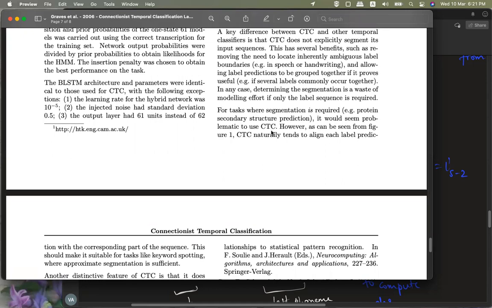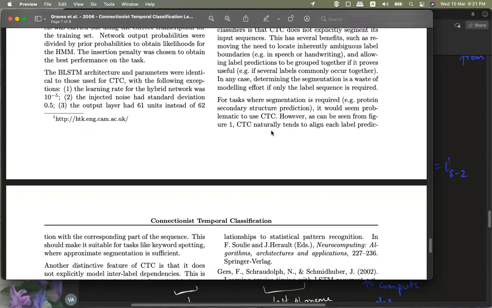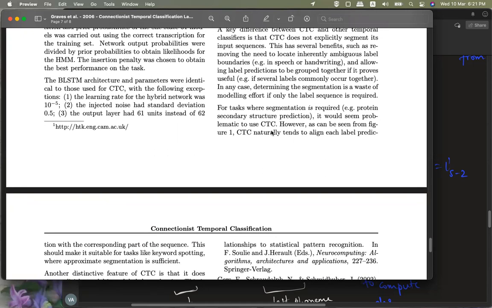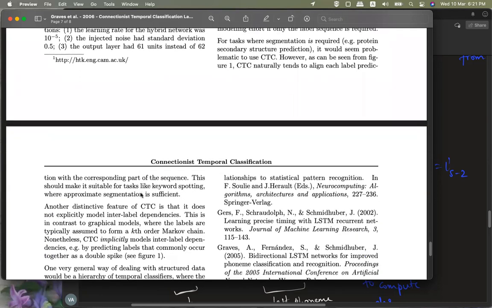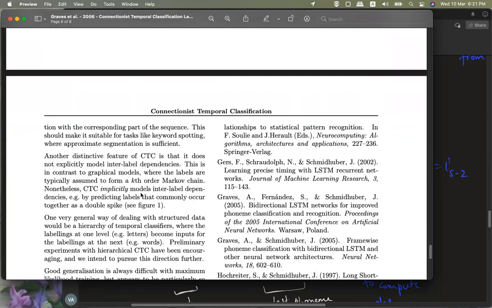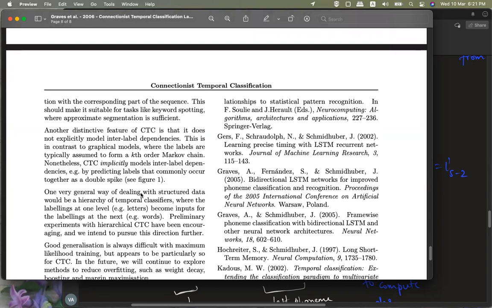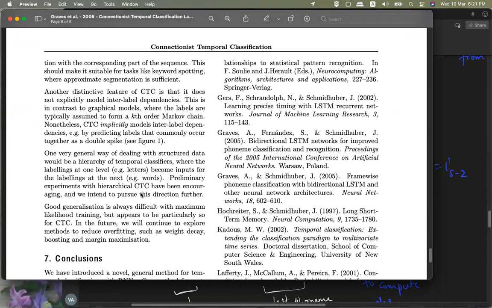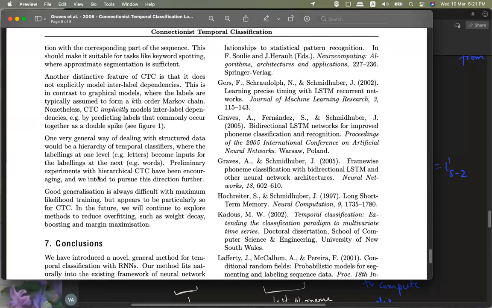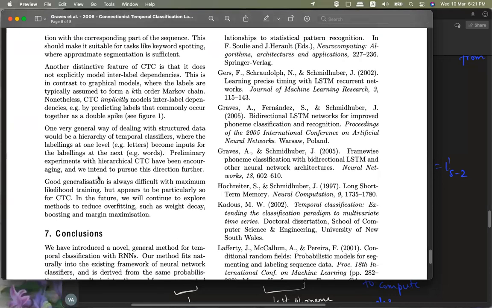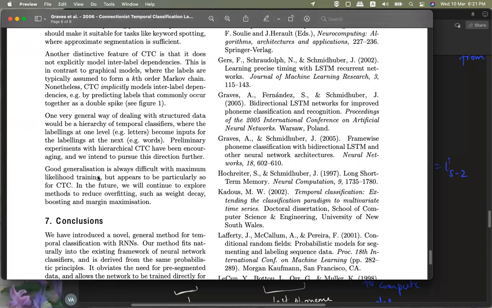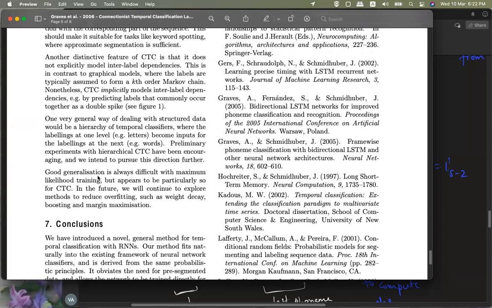However, as can be seen from figure 1, CTC naturally tends to align each label prediction with the corresponding part of the sequence. This should make it suitable for tasks like keyword spotting, where approximate segmentation is sufficient. So they are specifying one limitation of their work, that you cannot know the exact boundaries. But this limitation is not a problem for many tasks, like speech recognition or keyword spotting. This is not a problem, really.